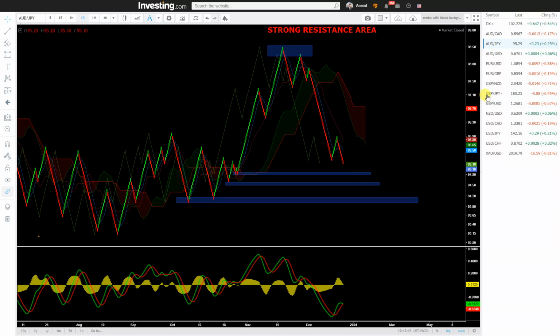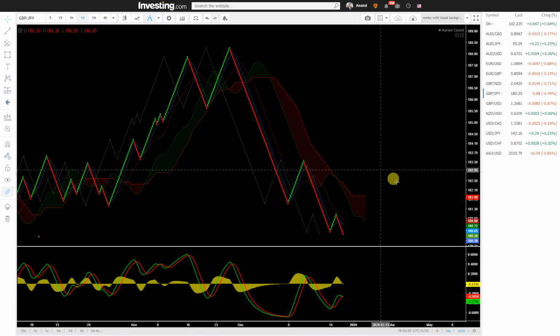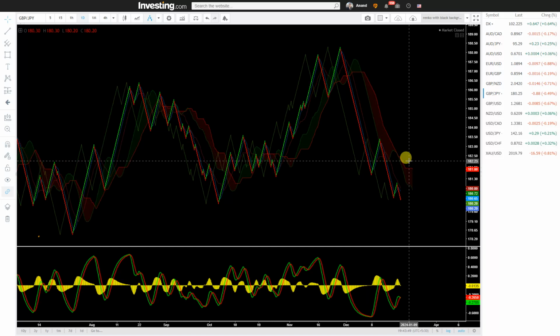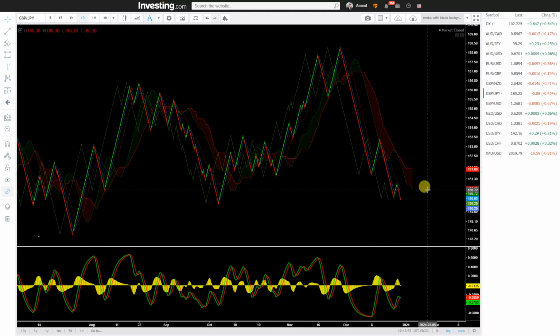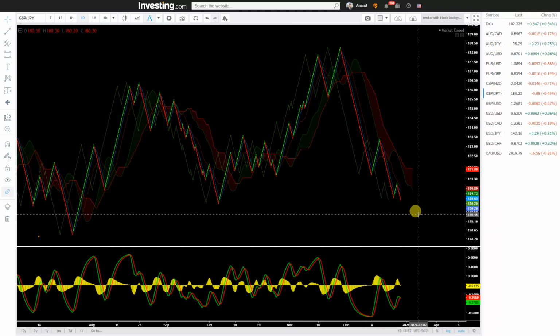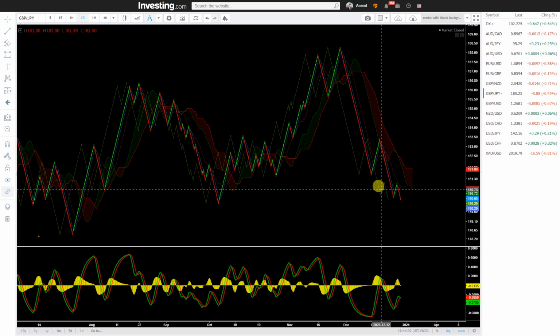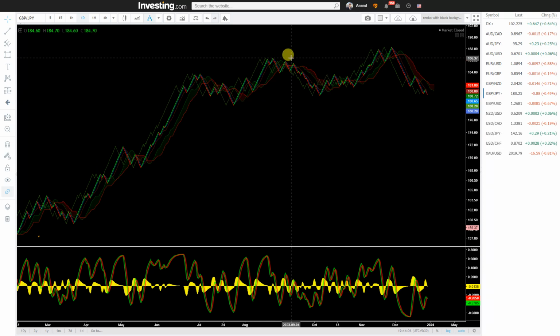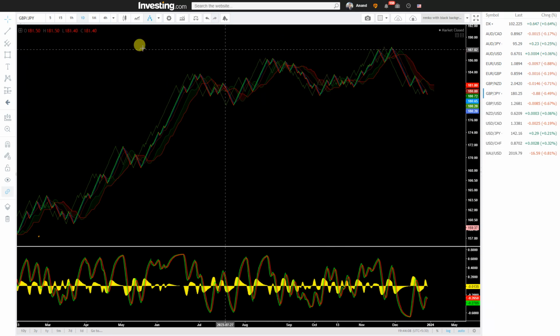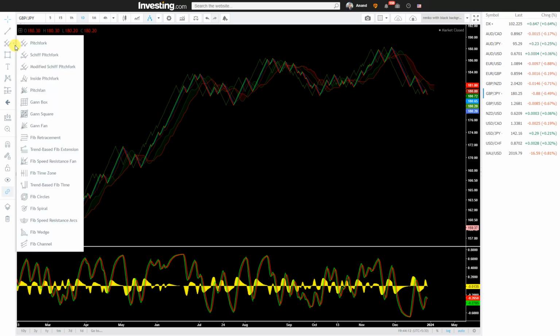The next pair is GBPJPY. It is also going downward, and it has just passed the support level around 180. It has just crossed below 180, and we can see the most downward movement in the coming days, up to 178. It is also currently showing us a double top, double bottom pattern.